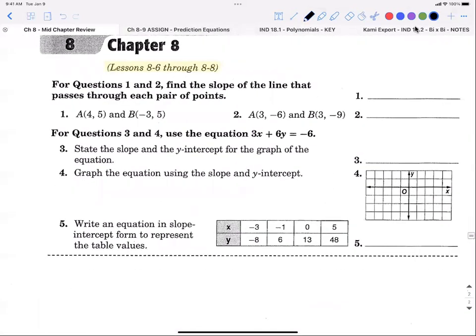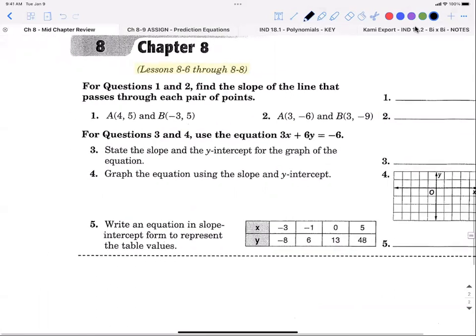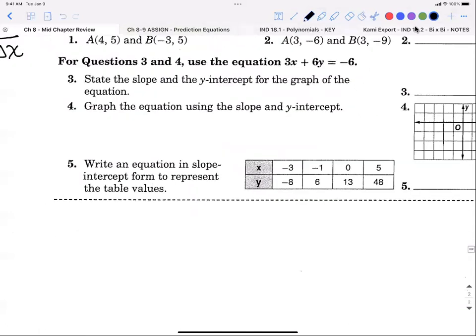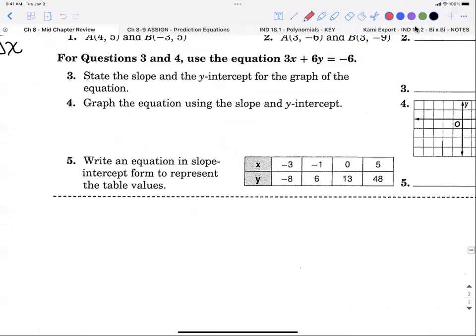You guys know how to find slope with 2 pairs, right? You just use your change in Y over change in X. Okay. This is the only one I'm going to slow down a little bit for. State the slope and the y-intercept. Well, what is the slope? Slope's the M, y-intercept's the B. Right now, I have no idea what those two are because it is not in slope-intercept form. So what should I do?